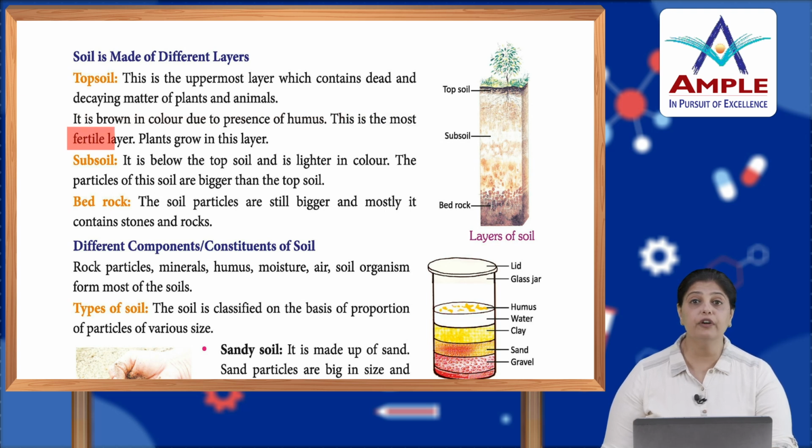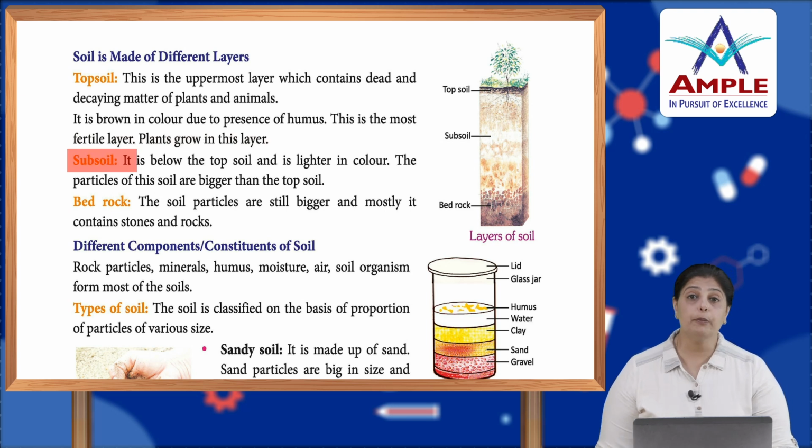This is the most fertile layer. Plants grow in this layer. Fertile, as in it is the most suitable for the reproduction of plants. Now, then comes the subsoil.